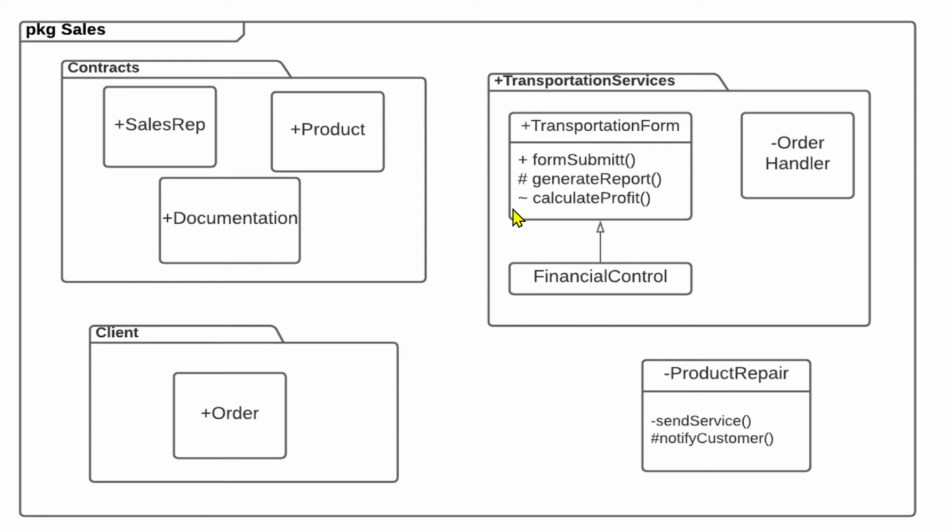When it comes to package, elements are visible to other elements in the same namespace and in outer namespaces at up to one level. So calculate profit operation is visible to the class financial control and to the class order handler as well.